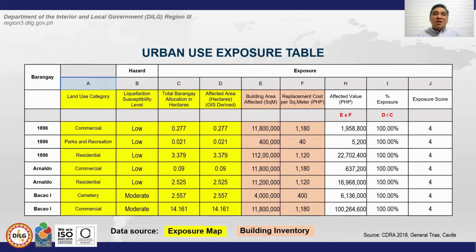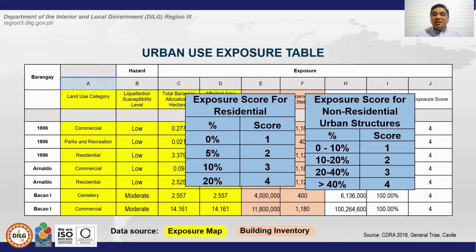In case you cannot identify the affected building area, you may make some estimates with the help of the zoning officer and building official. Please take note that you still have to assume the value of the affected structure even if it is classified under low susceptibility. The percentage exposure should be based on the building exposed. If you really have no data on area of affected building, just divide the specific urban use affected in column D by the total urban use in column C. Lastly, for the exposure score, use these parameters for residential and non-residential urban structures.